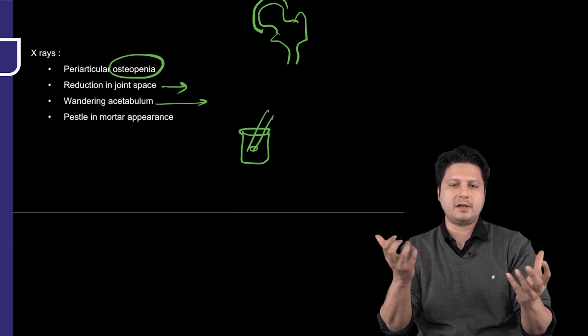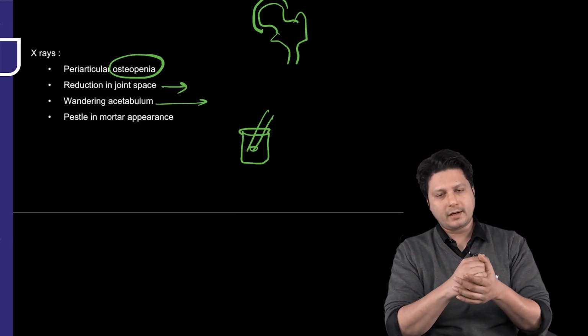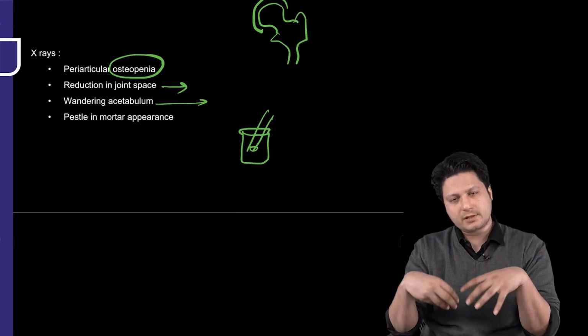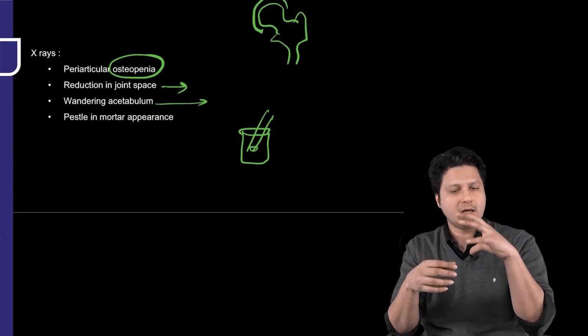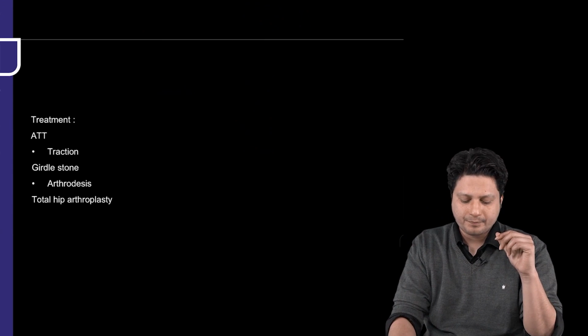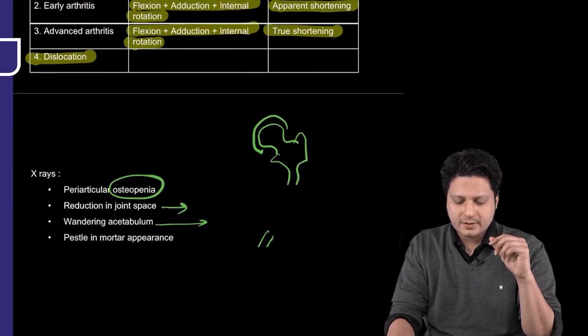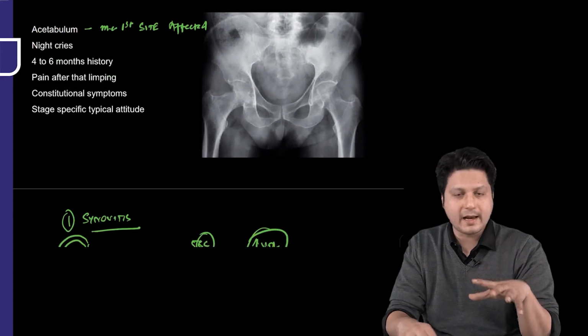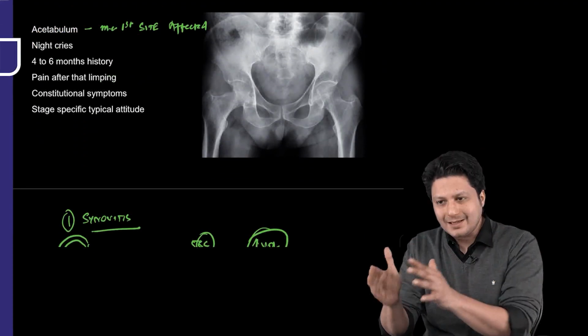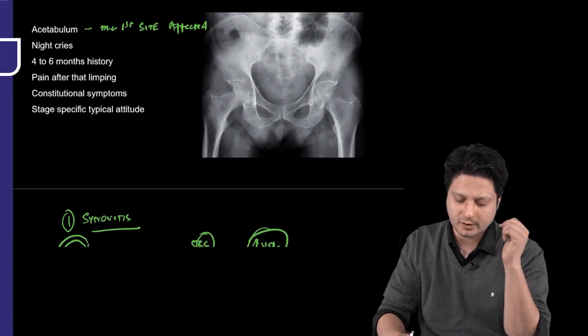All of you know that pestle and mortar is the Oakley. All right. So the head of the femur, because it appears too small, will appear like a pestle which is kept in the mortar, that is the acetabulum. Now, as far as the X-rays of tuberculosis of the hip joint are concerned, what we have discussed could be easily correlated in the image which is provided over here.